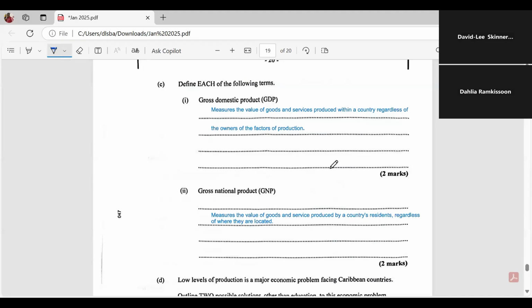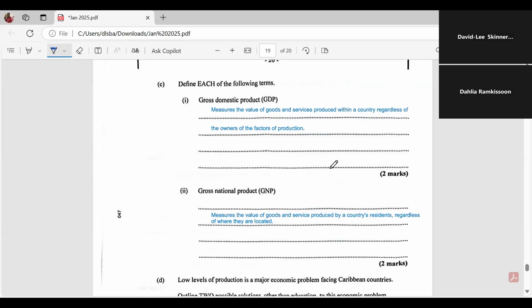Then it said define each of the following terms: gross domestic product and gross national product. So I'm going to explain the difference between both of them, right? Domestic means home, right? So this is the value of all the goods and services produced within a country, domestically, in the country. National means the country on the whole, right? By a country. So this is the total value of goods and services produced by a country.